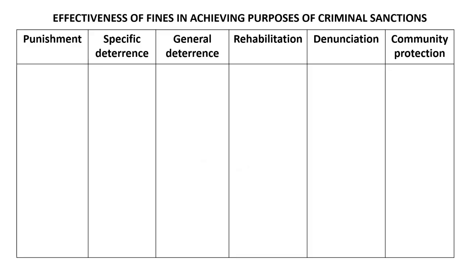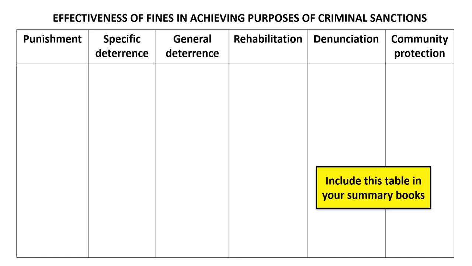You'll recall that our second learning intention requires you to be able to discuss the ability of fines to achieve the purposes of criminal sanctions. In this table, I'm going to set out the points that you could make when you are discussing the ability of fines to achieve the purposes of criminal sanctions. So make sure that you include this table in your summary books. You can see that I have set out each of the purposes of criminal sanctions across the top of this table. Let's turn first of all to punishment.